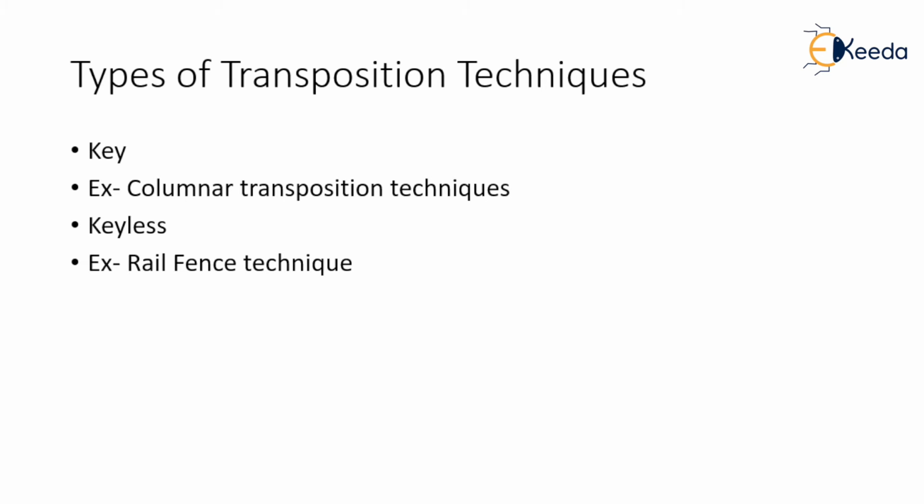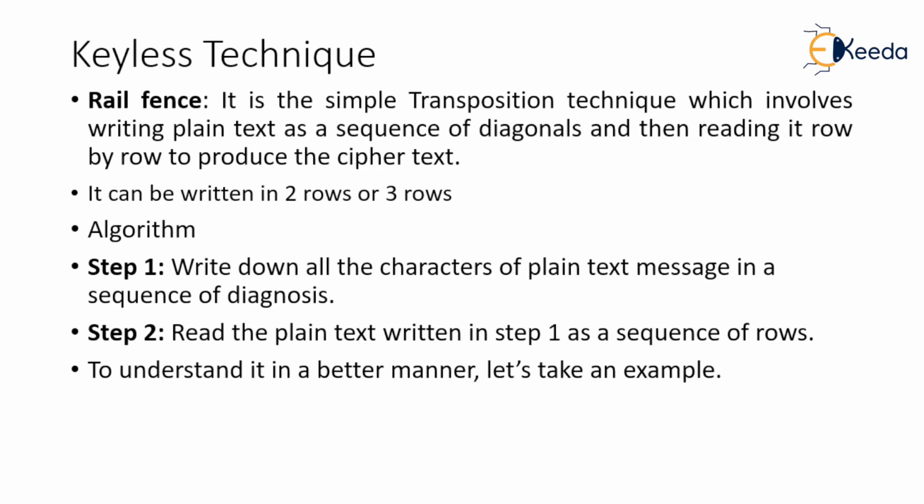Firstly, they are broadly divided into two types, that is the key and the keyless. The key transposition technique has an example of the columnar transposition technique. Keyless has an example of the rail fence technique. Let's begin with the keyless transposition technique, wherein we have to study the rail fence transposition technique. Now, what basically happens in the rail fence transposition technique?